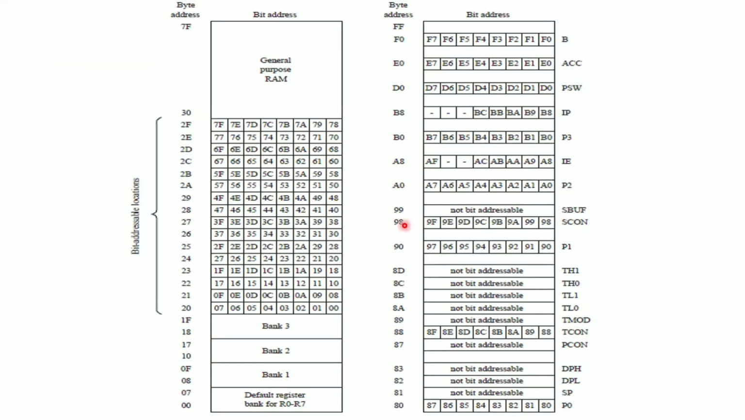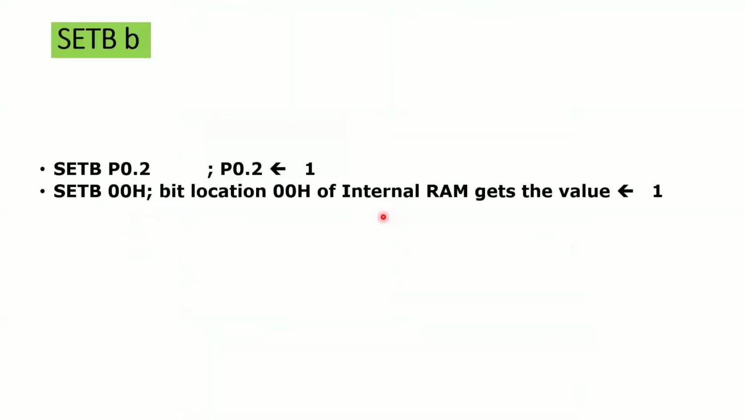Now before going to the next instruction, you need to remember this picture. This is nothing but your internal RAM structure. In the internal RAM structure, we have 4 banks, and this is called the bit addressable area. And these are your special function registers, SFRs. Some of the SFRs are still bit addressable, like SCON, and all the ports are nothing but bit addressable registers.